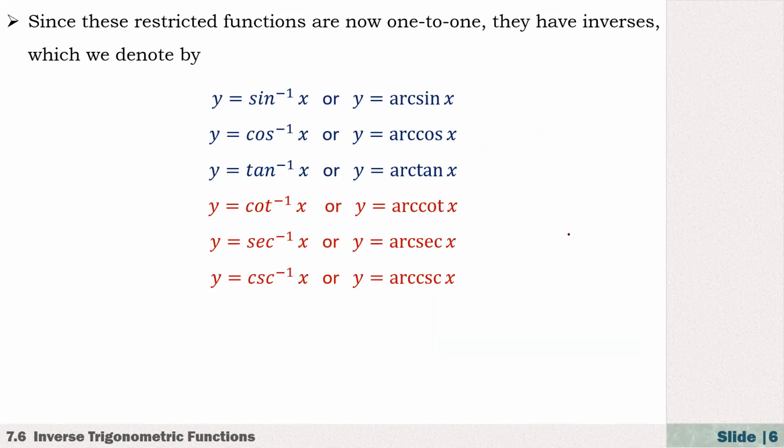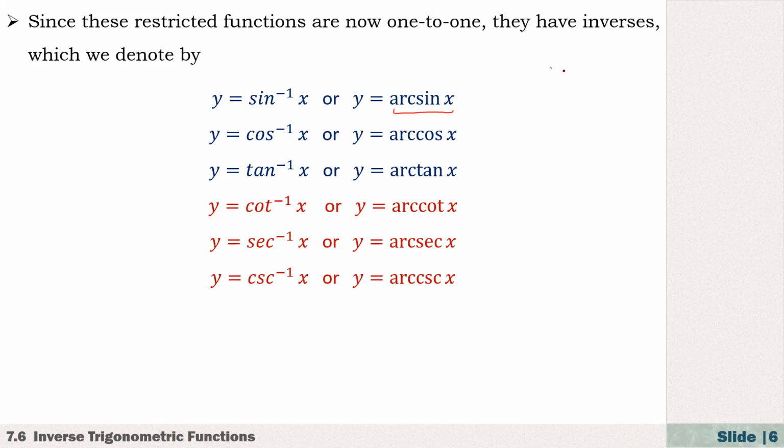Since these restricted functions are now one-to-one, they have inverses, which we denote with this superscript notation -1. Okay, it's not a power or exponent. It's just how they read this. y is equal to sine inverse of x, or simply we can also use arc sine of x, and there's a story behind using this arc, but we are not going to talk about it here. So cosine inverse of x, tangent inverse of x, and the cotangent inverse of x.